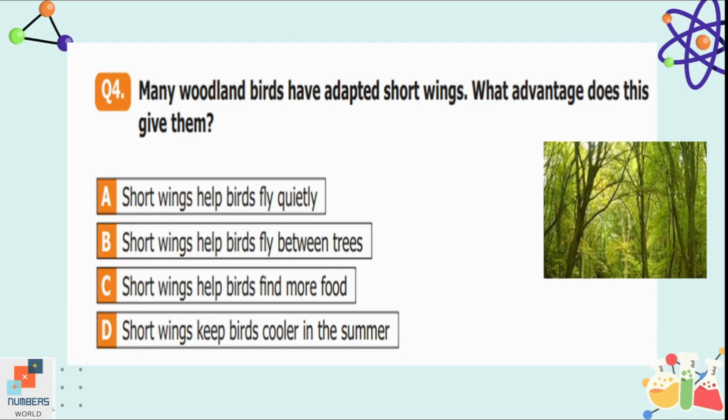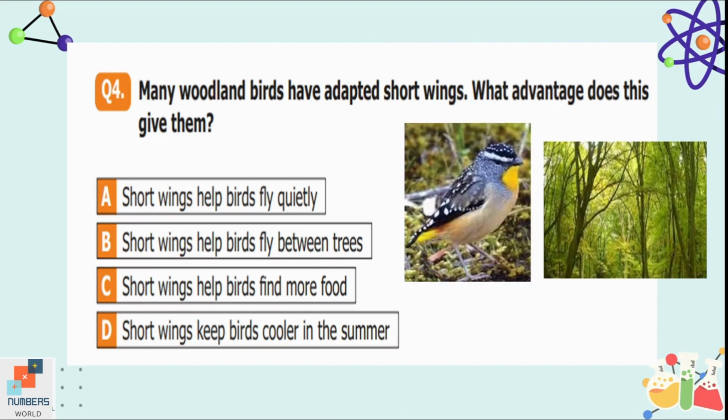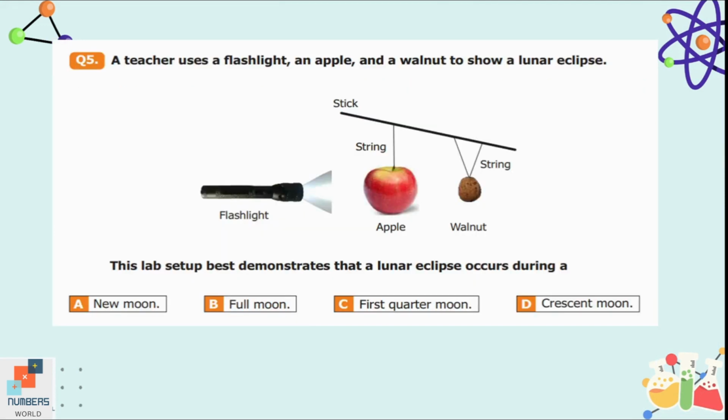So as woodland has many trees in it, the short wings of the birds help them to fly between the trees. So option B is the correct option here.